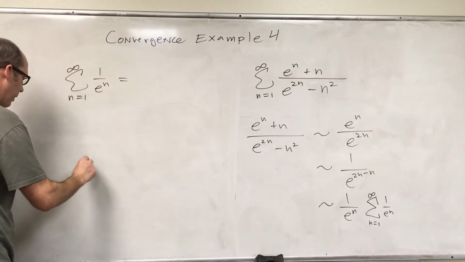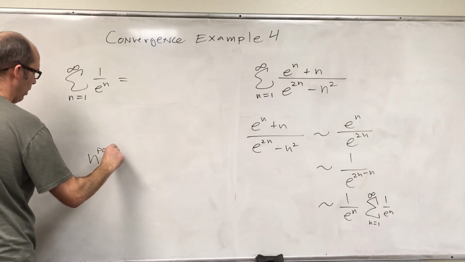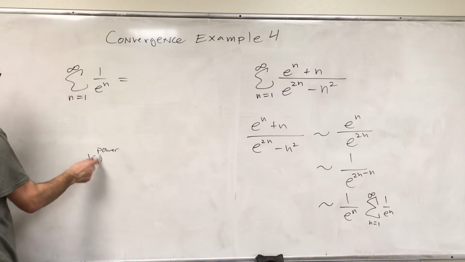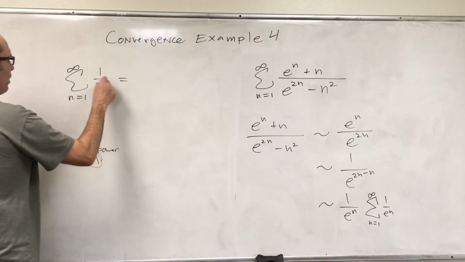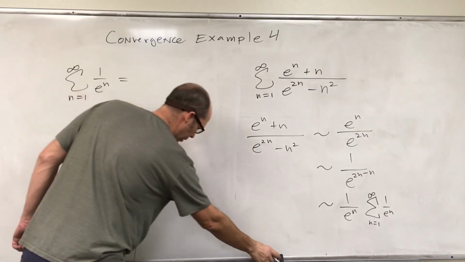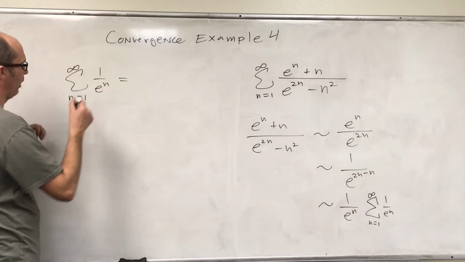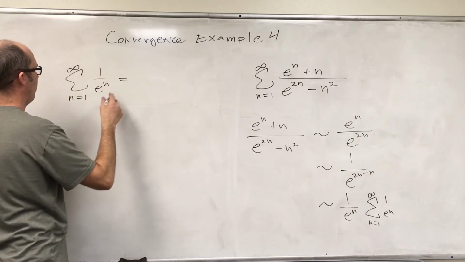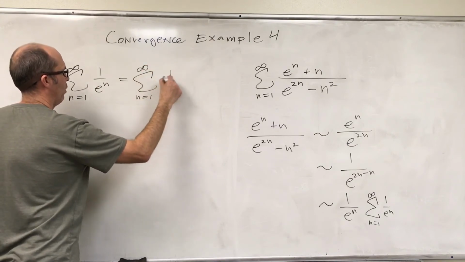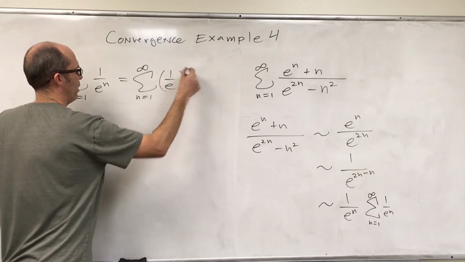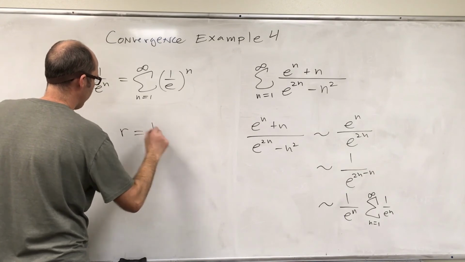Now remember, with a p-series, it's n to a power. The thing that changes is the base; the power stays the same. Now with this, the power is changing, right? When the power is changing, it's often a geometric series. So this, 1 over e to the n, is a geometric series. Here r equals 1 over e.